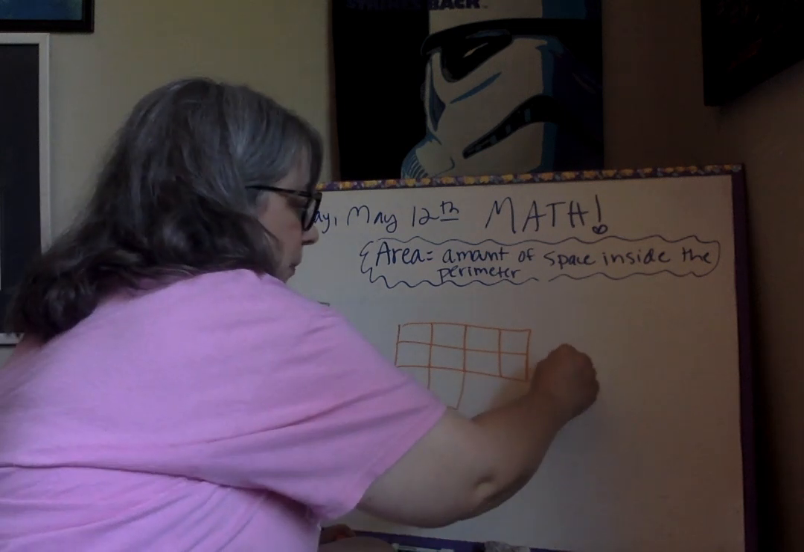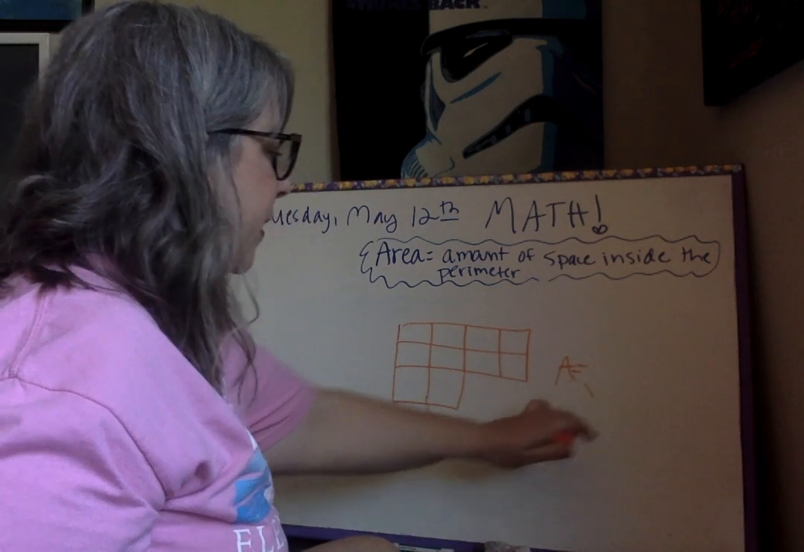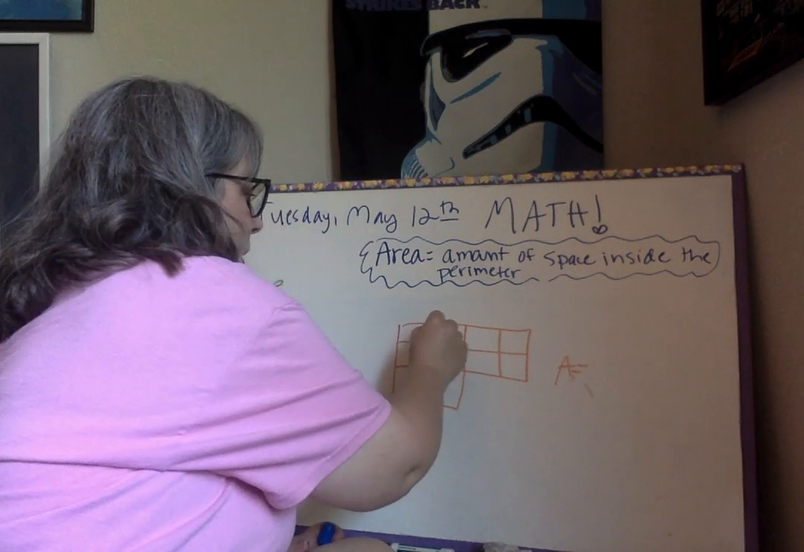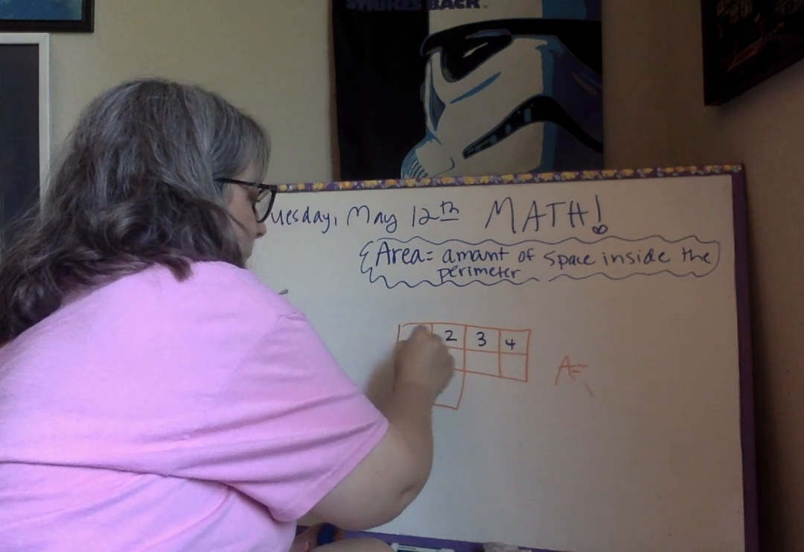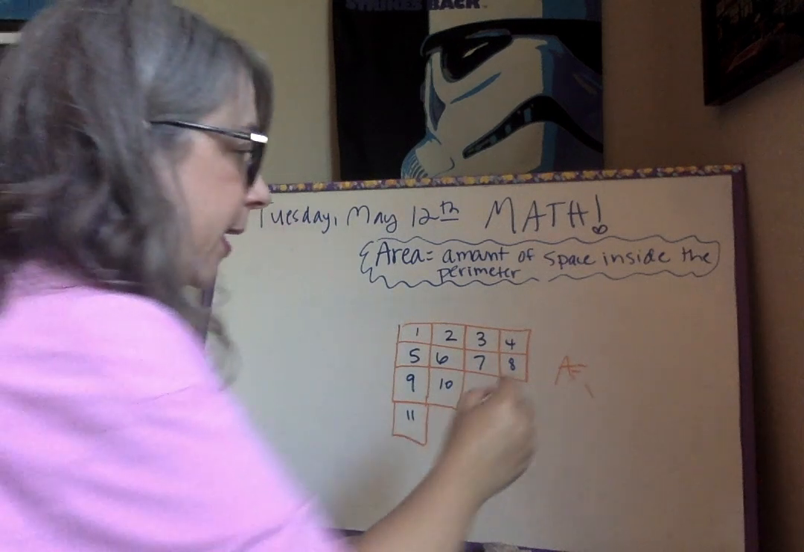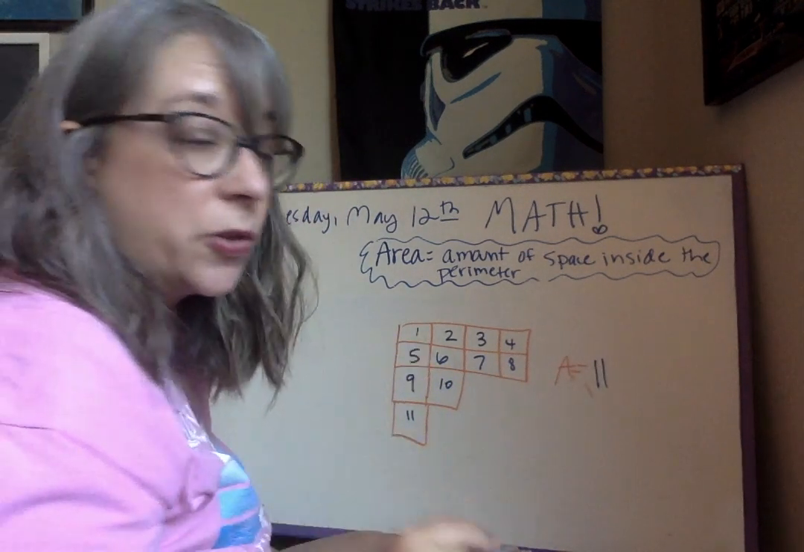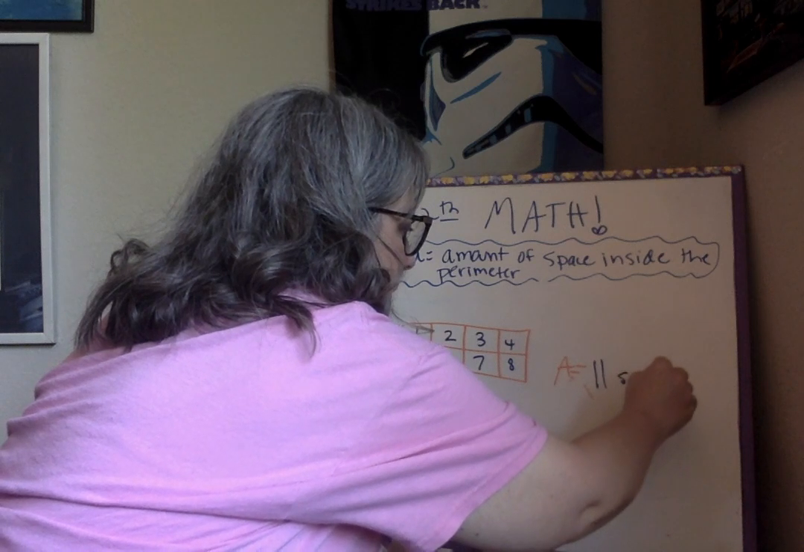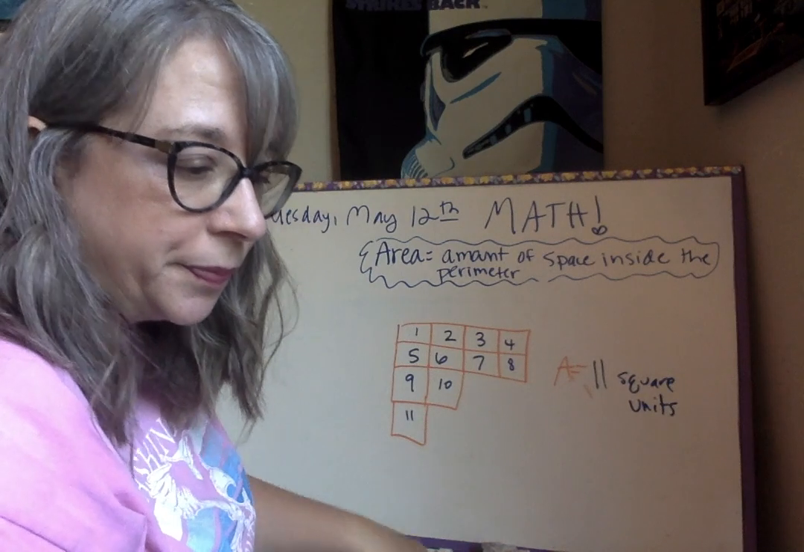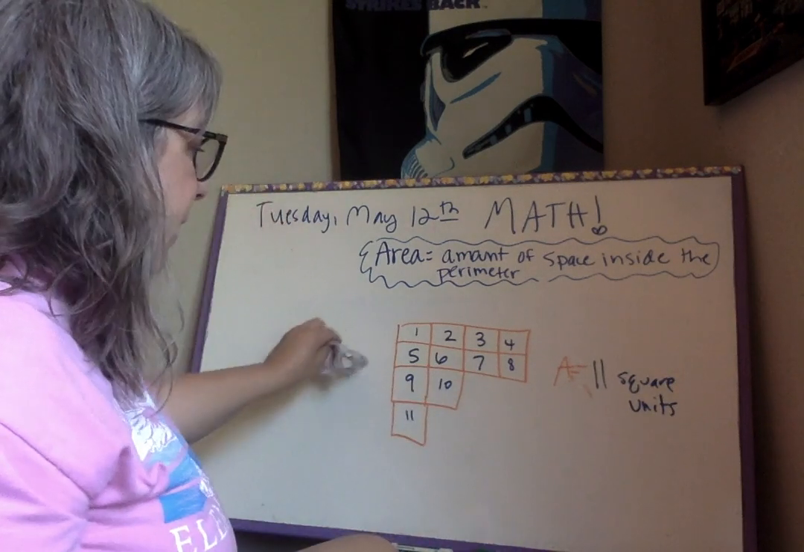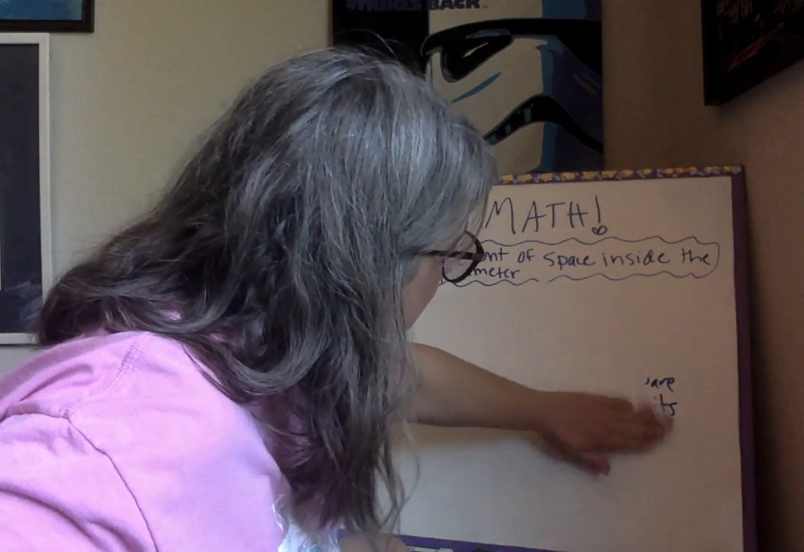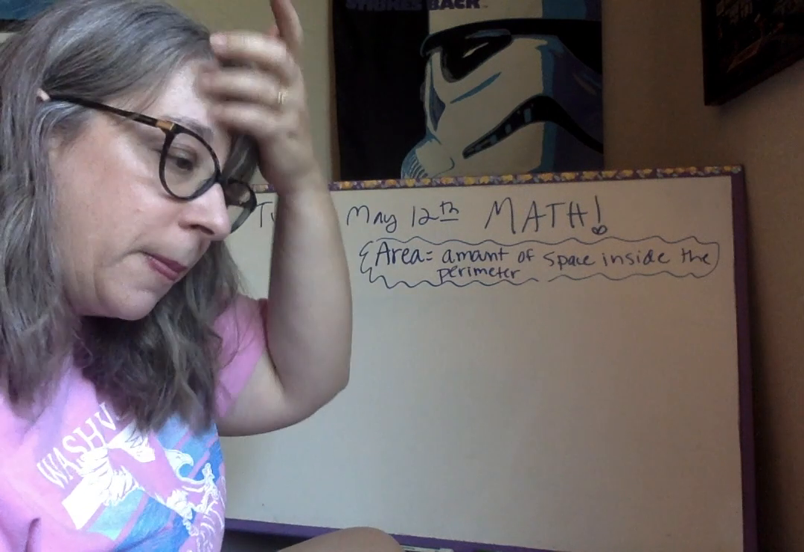Let's try another one. What's our area? Our area is what? Again, let's start counting. 1, 2, 3, 4, 5, 6, 7, 8, 9, 10, 11. So our area is 11 what? Square units. All right. Very good. So that's all you're doing. I guess area can be a little bit like perimeter. Sometimes all you have to do is just add.